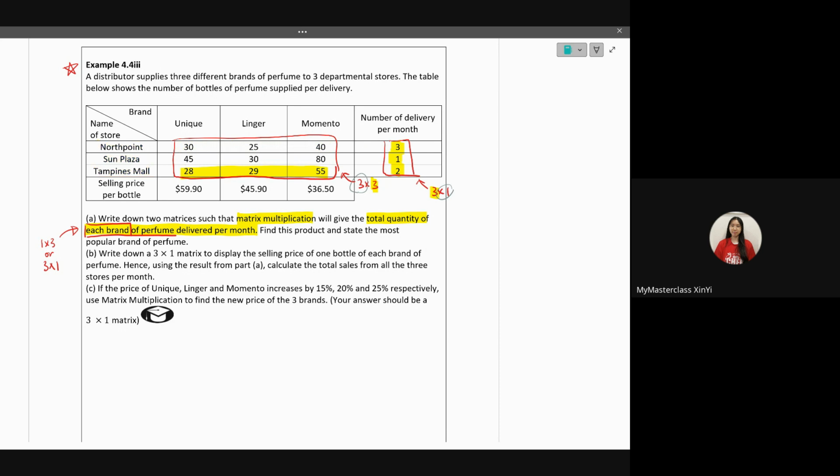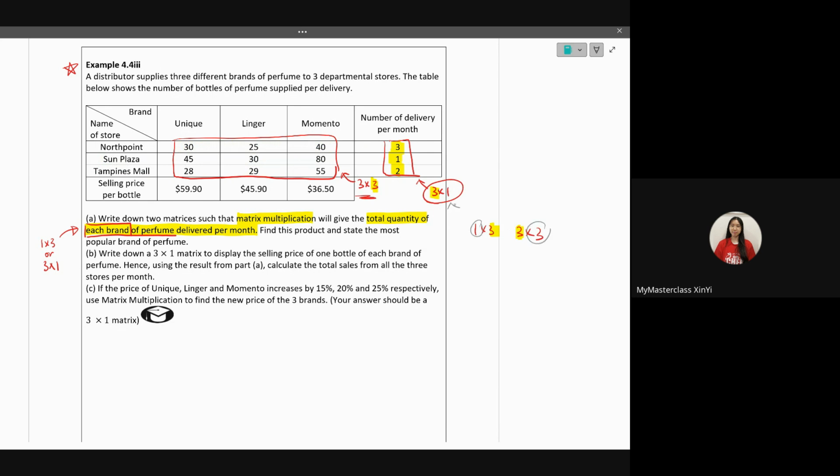So instead of doing this, what else can we do? Instead of ending up with a 3 by 1 matrix, can we try to end up with a 1 by 3 matrix? This one, we cannot do anything to change. But what about this? If you want to end up with a 1 by 3 matrix, it can only be a 1 by 3 multiplied to a 3 by 3. So this middle one matches. Then we are going to end up with a 1 by 3 matrix.